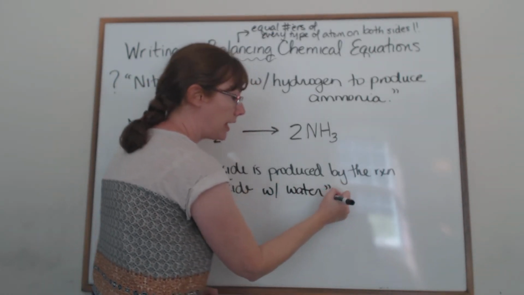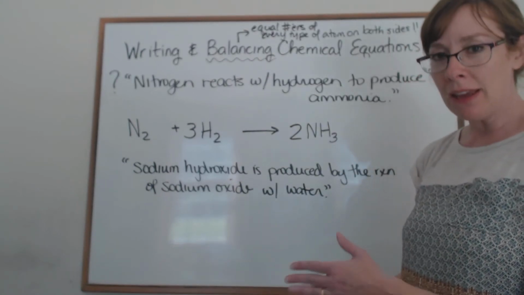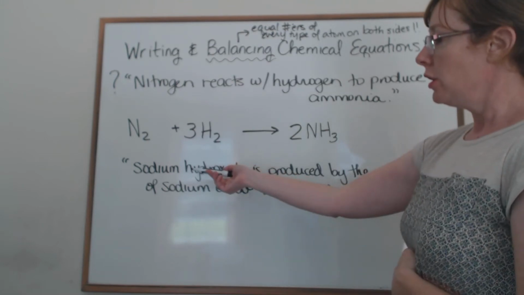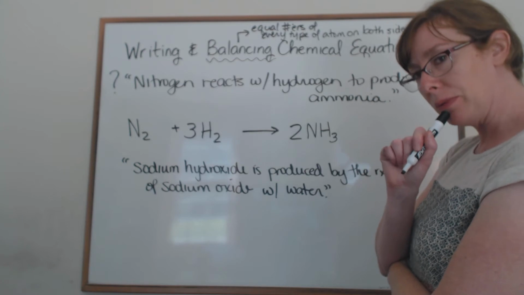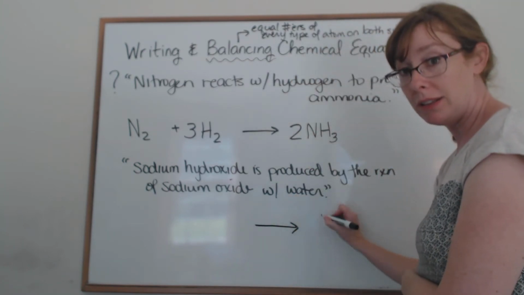Okay, and then the question would say, write the balanced chemical equation. So you really can't be too robotic about it. You have to do what it says. Sodium hydroxide is produced. So is sodium hydroxide a reactant or a product? Well, clearly it's the one being produced, right? Isn't that what it says?